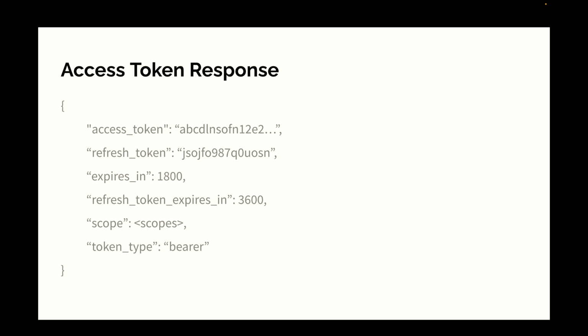And this is the response which we will get back from the token endpoint. We will get back the access token, the refresh token if we have enabled it, and expires in. This is the number of seconds after which the access token expires. In this case, it will expire after 1800 seconds. Then the refresh token expires in 3600 seconds. Then the scope, and then we will see the token type, which will always be bearer.